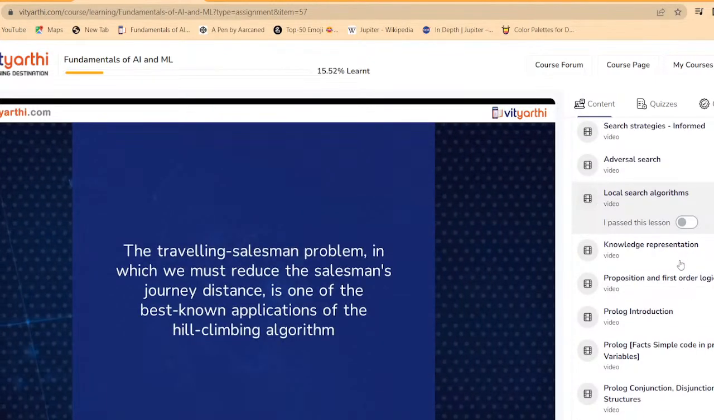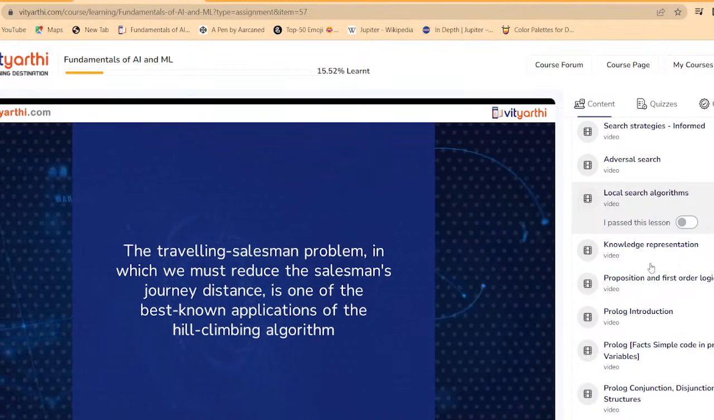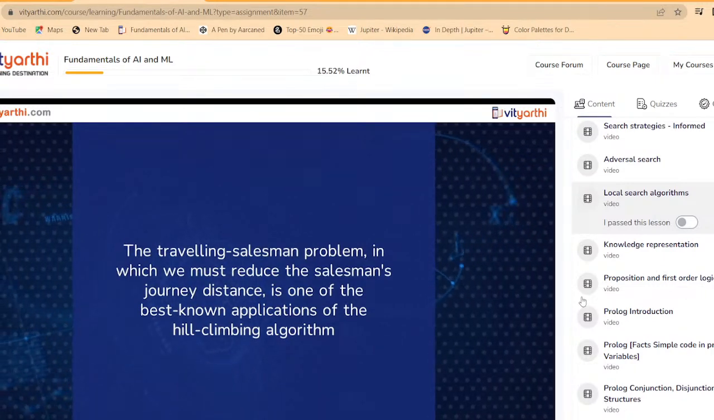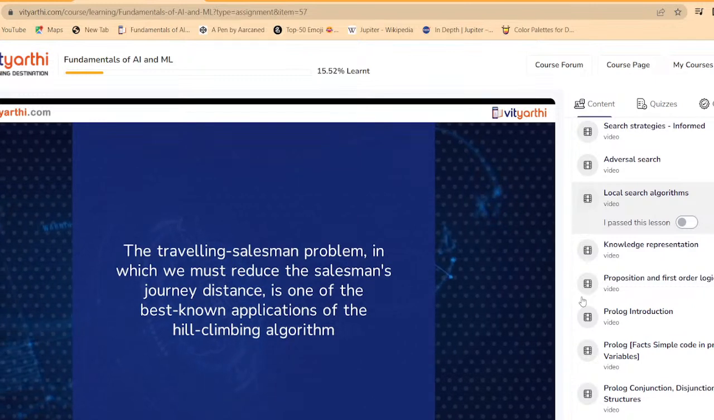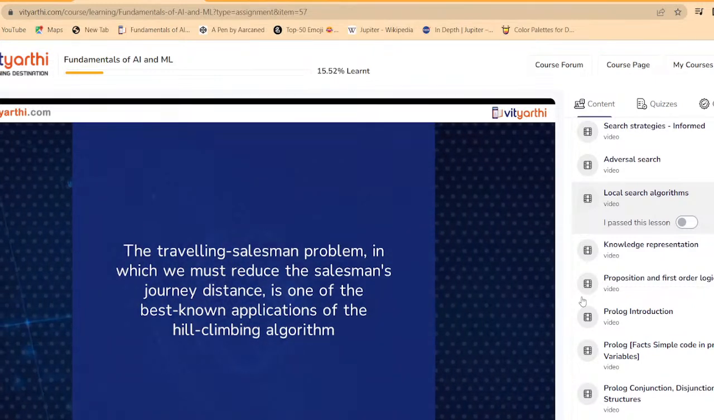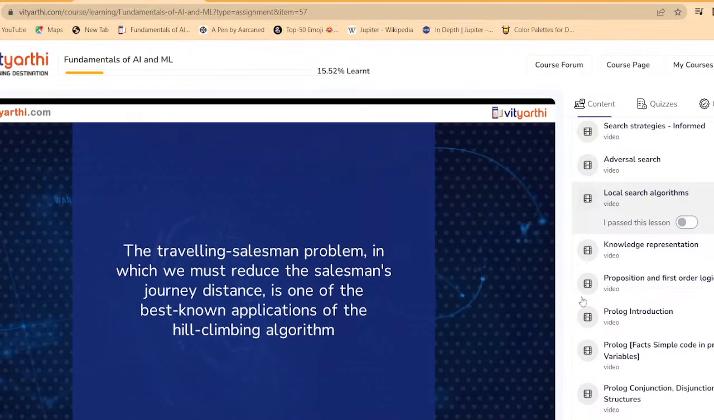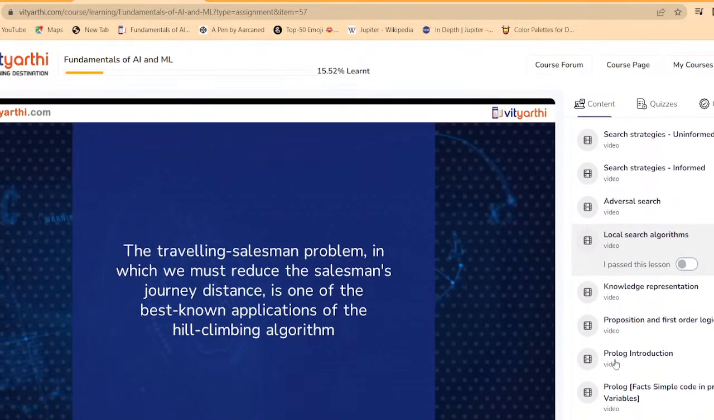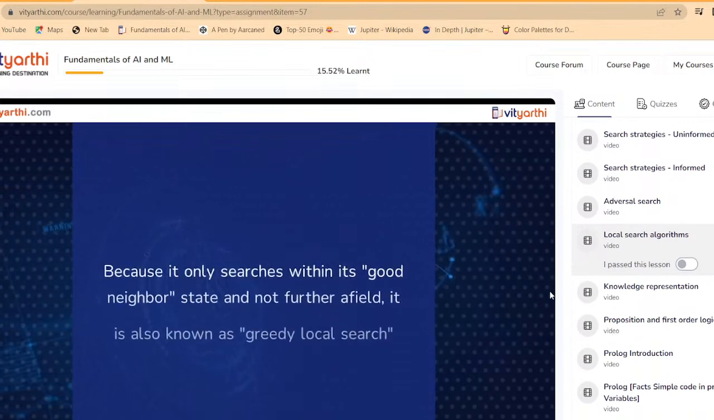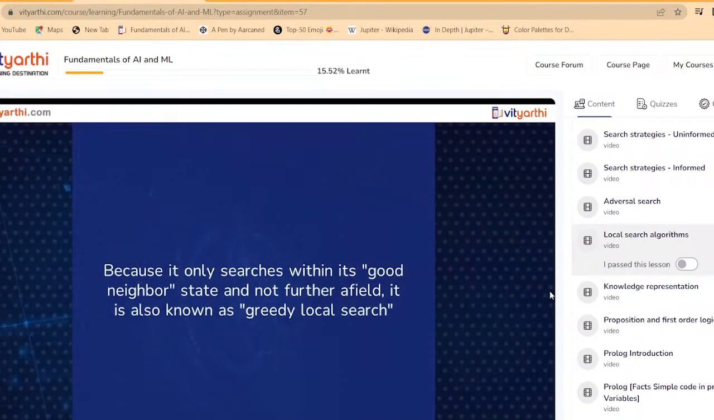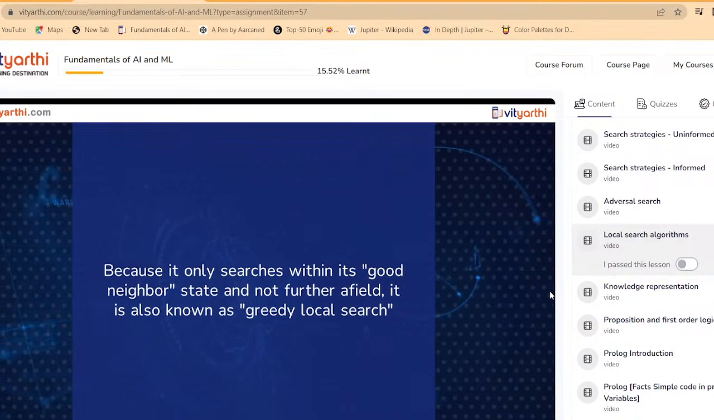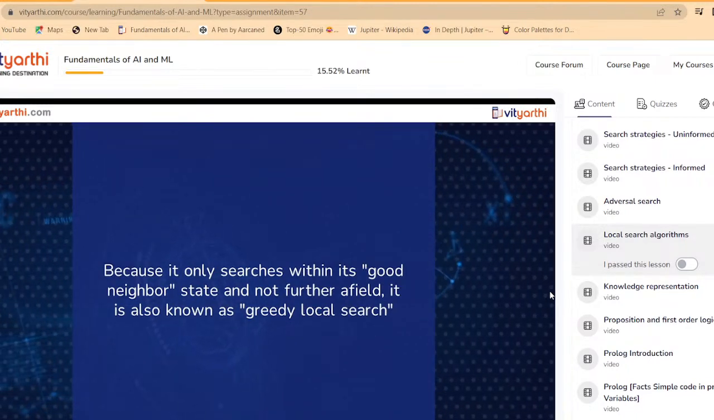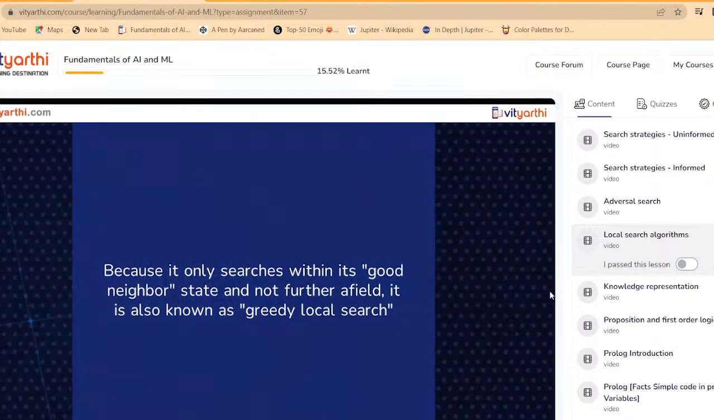The traveling salesman problem, in which we must reduce the salesman's journey distance, is one of the best known applications of the hill climbing algorithm because it only searches within its good neighbor state and not further afield. It is also known as greedy local search.